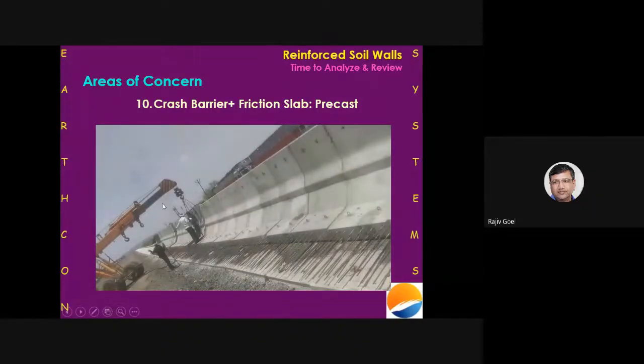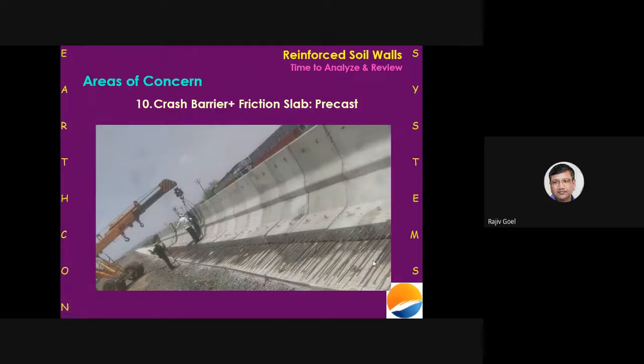Try and imagine a situation where you will have a vehicle hitting this crash barrier. It has to have a certain amount of resistance to that force, and that resistance will not come if this piece is sitting there individually. This piece which is taking the hit has to get support from all these adjacent units, and which will happen only in case you do an in-situ stitch.